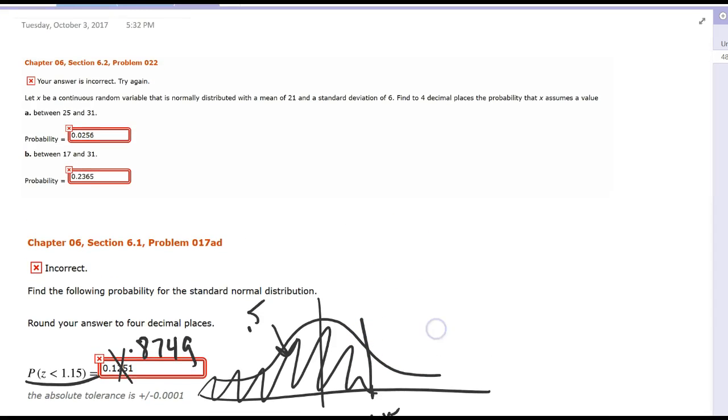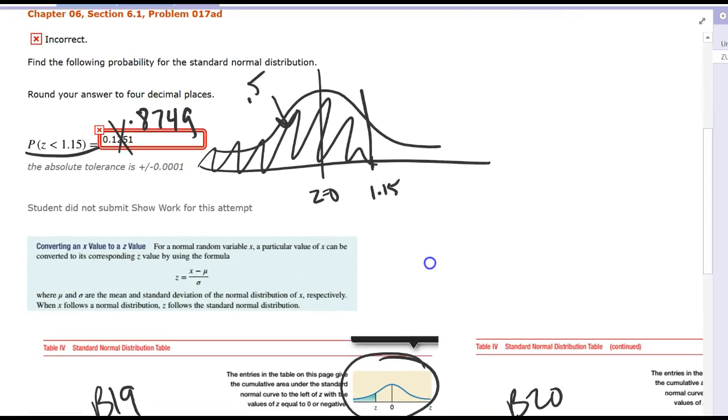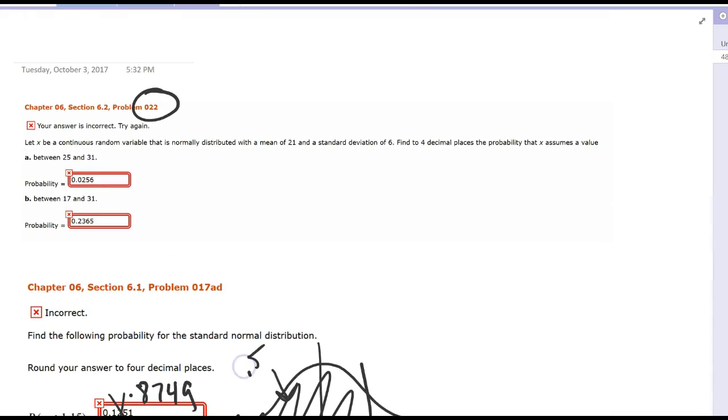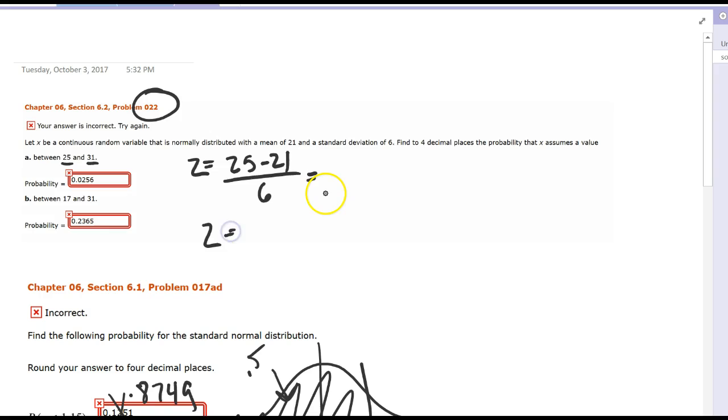On 6.2, I believe there's an error on this problem and I submitted it. I think looking at your answers, you're probably somewhat close. You have to convert x to z, and you can do that really easily here. Z is going to be x minus the mean over the standard deviation. So if you want to know z between 25 and 31, then z would be 25 minus 21 over 6, or z would equal 31 minus 21 over 6.